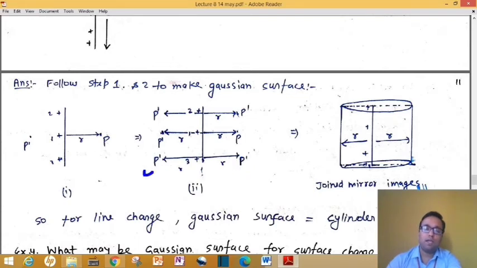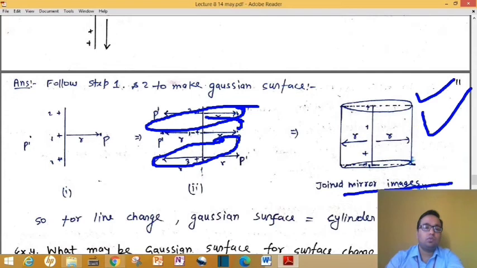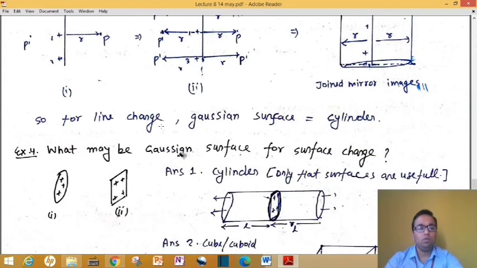For clarity we can make many points, and we can make points in space also. A point will not be only in the xy plane; it may be out of this plane, in all 3 dimensions. If you join all these points, you get a cylinder basically. Join the mirror images and you get a cylinder. Remember this also: for line charge, our Gaussian surface is a cylinder.